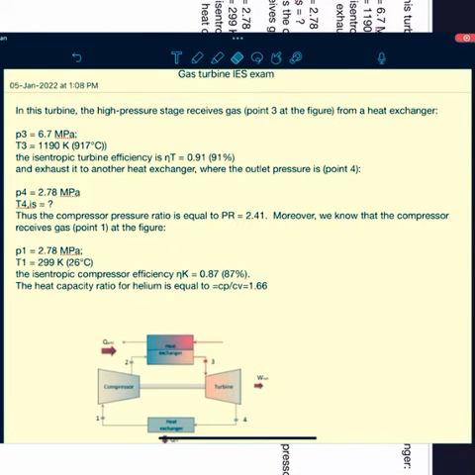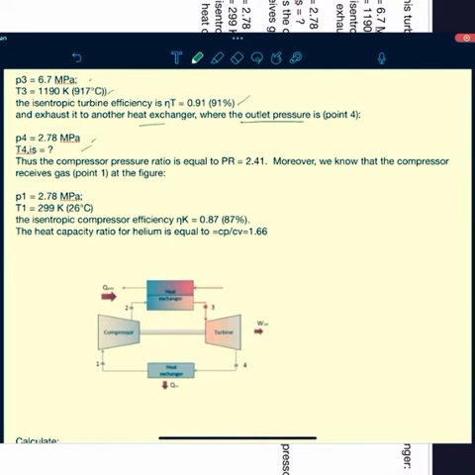In this turbine, the high pressure stage receives gas from a heat exchanger. The condition is given, P3 and T3, and the isentropic efficiency is 0.91, and it exhausts to another heat exchanger where the outlet pressure is this one. Thus the compressor pressure ratio is equal to 2.41.